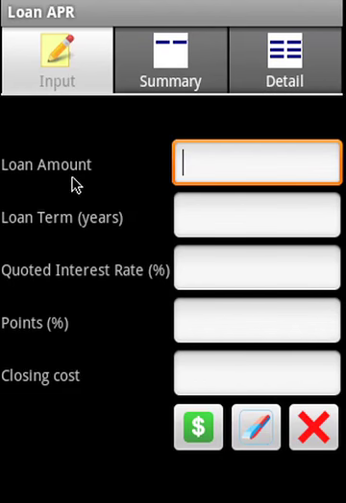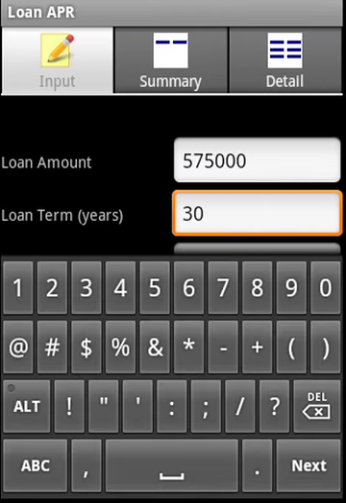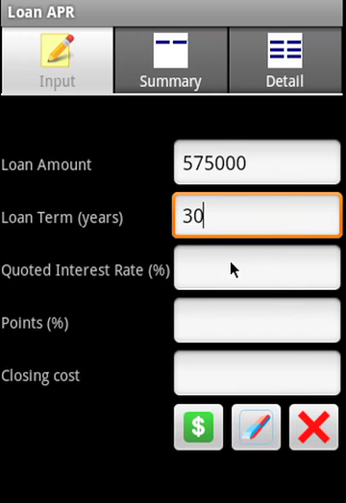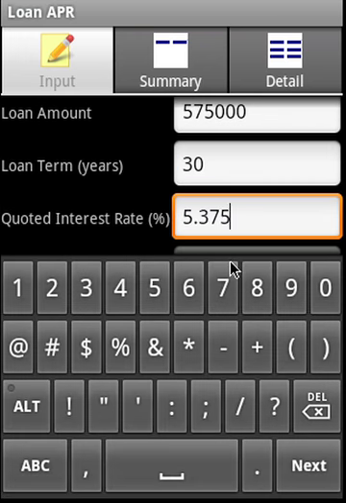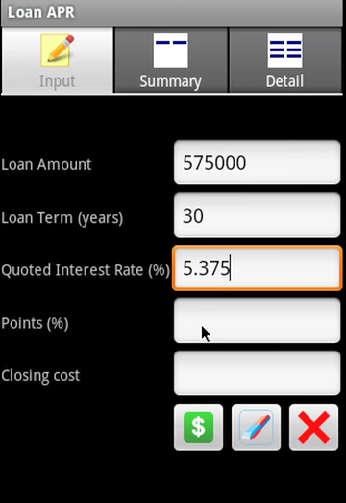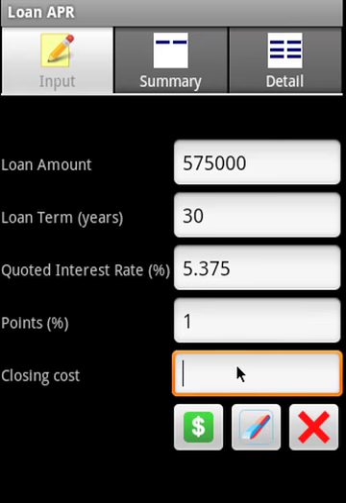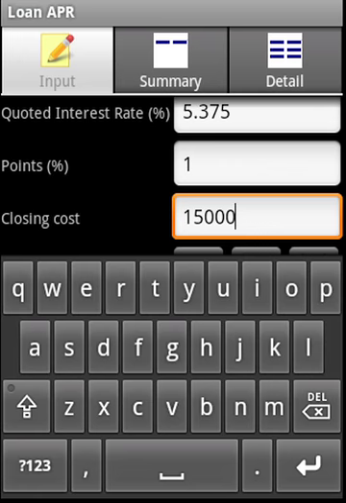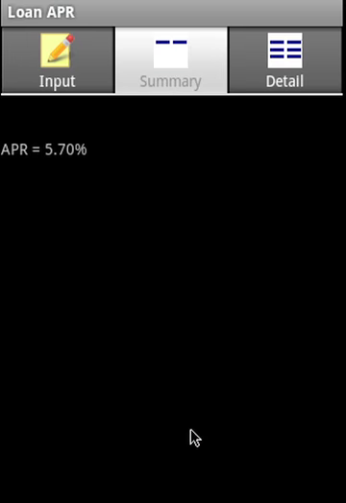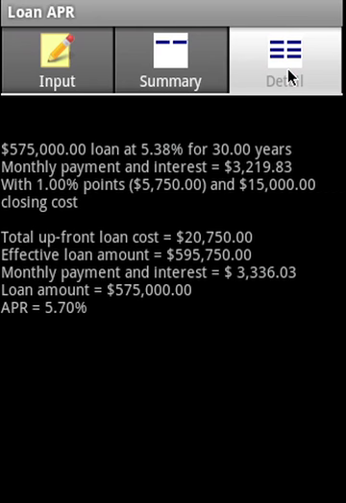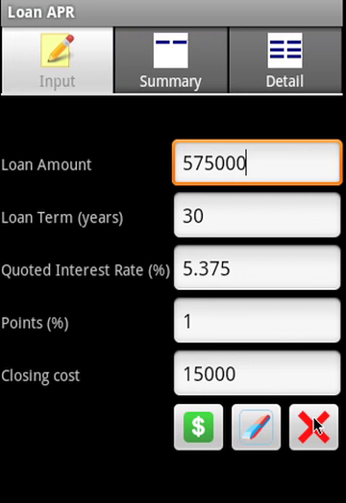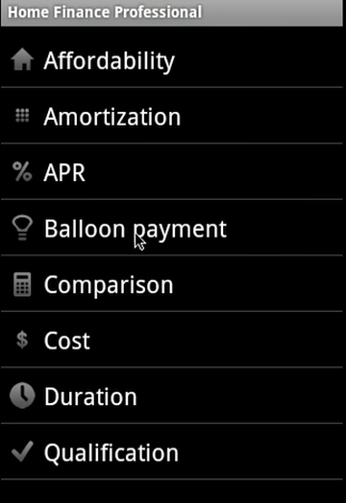APR, say loan amount is 575,000. So the loan term is 30 years. Next, quarterly interest rate is 5.375. Points is 1%. Closing cost is say 15,000. And here our APR is 5.70, and this is the details. Okay, we covered APR. Let's talk about balloon payment.